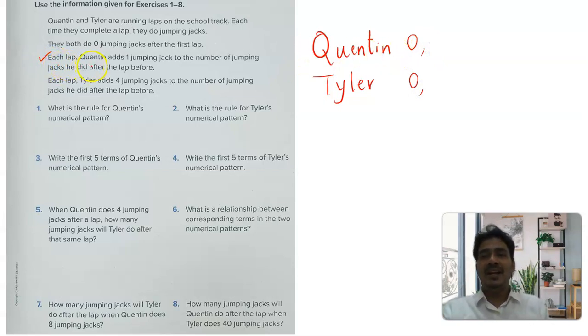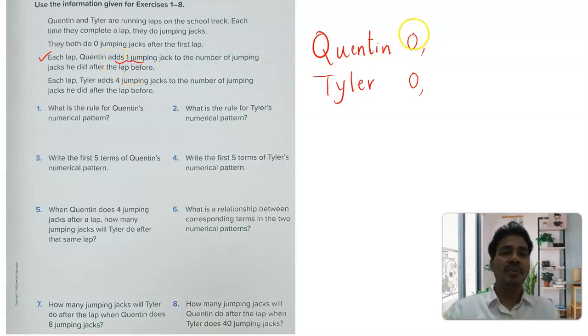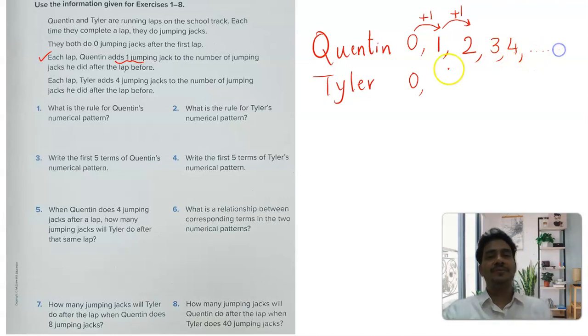Further, each lap, Quentin adds 1 jumping jack to the number of jumping jacks he did after the lap before. So, after the first lap, he did 0 jumping jacks. Then he adds 1 to the number of jumping jacks done before. So, he adds 1 to this one. So, next time he will do 1 jumping jack. Then after the next lap he will do +1, so 2 jumping jacks, and so on, 3, 4 and so on. Let's see what Tyler is doing.